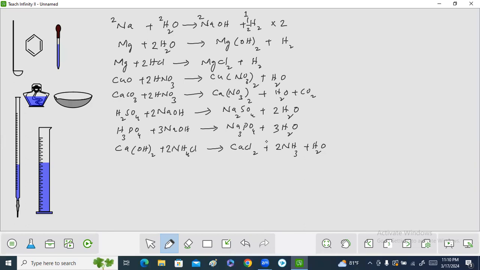the number of hydrogen atoms are actually not balanced. 4 times 2, 8 plus 2 is 10, so 6 times 2, 3 times 2 is 6, and then 10. Now this is the balanced chemical equation.